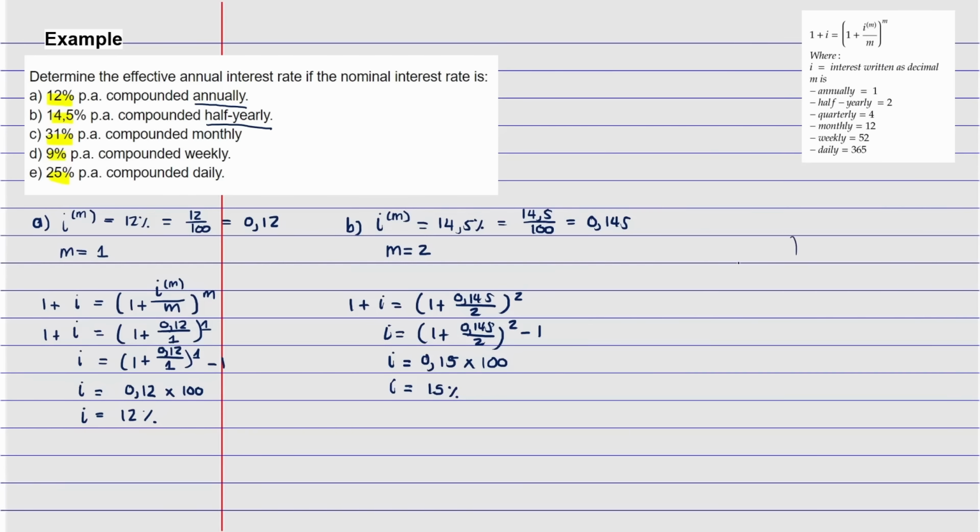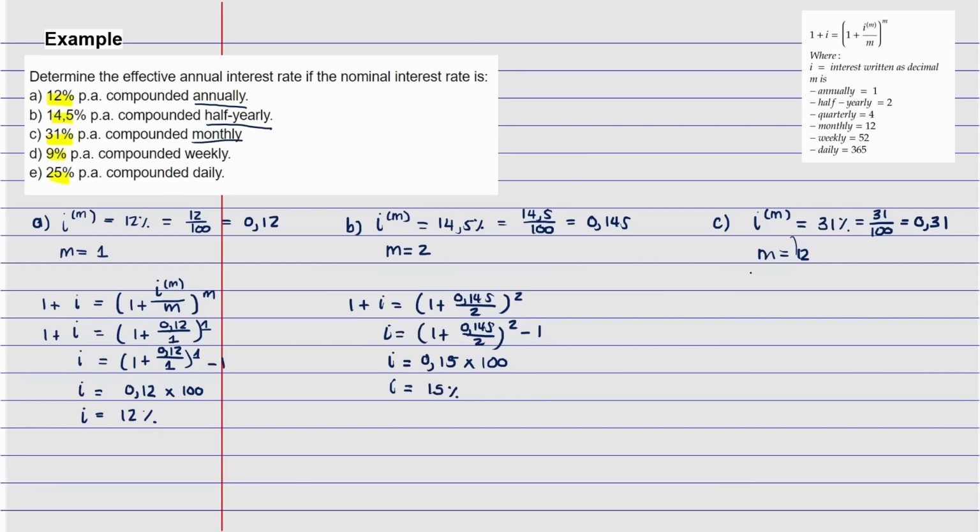So now let's do C, right? With C, it says the nominal rate, which is i to the power m, is equal to 31%, which is the same as 31 divided by 100, which is 0.31, right? So that is our nominal rate. With that being our nominal rate, now we know the fact that this is compounded monthly, meaning m is going to be equal to 12, right? So we know that m is equal to 12.